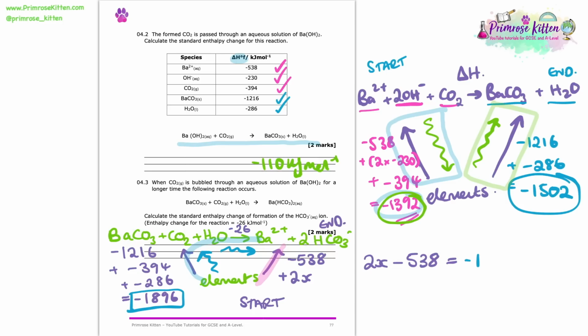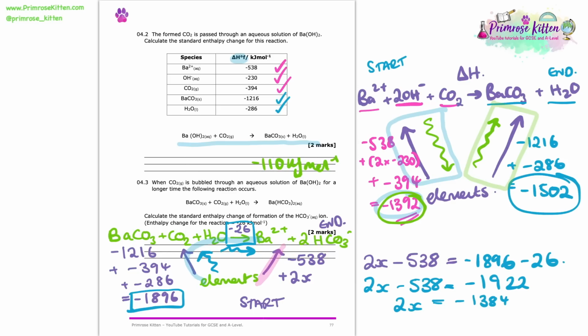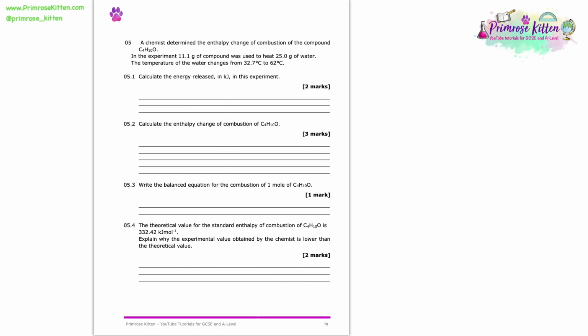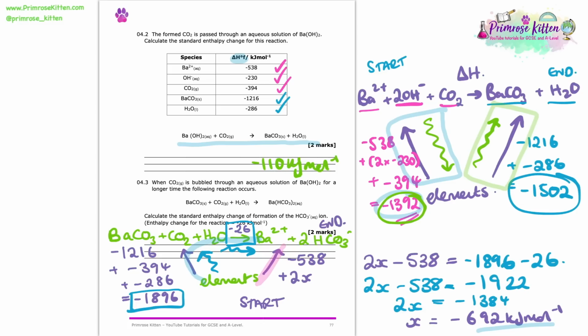First leg of our journey is minus 1,896, minus 26. If we simplify that, we end up getting that 2X minus 538 is equal to minus 1,922. Now all we've got to do here is just a little bit of algebra. If we now add on to that 538, we get that 2X is equal to minus 1,384. And then finally dividing that by 2, I end up finding that my enthalpy change of formation of hydrogen carbonate is equal to minus 692 kilojoules per mole. And that there is our final answer.